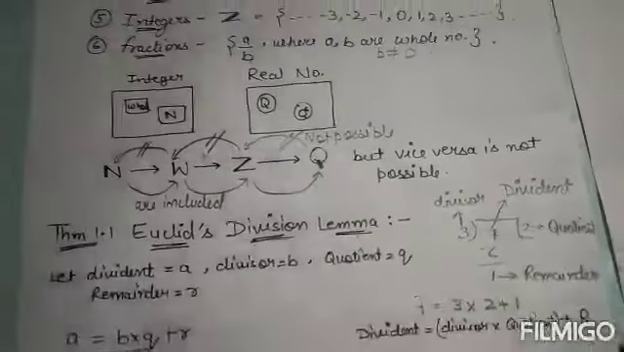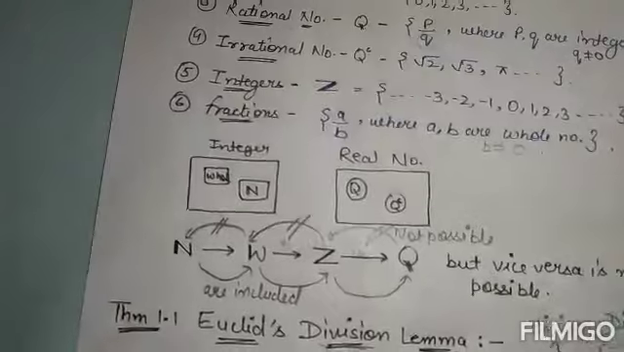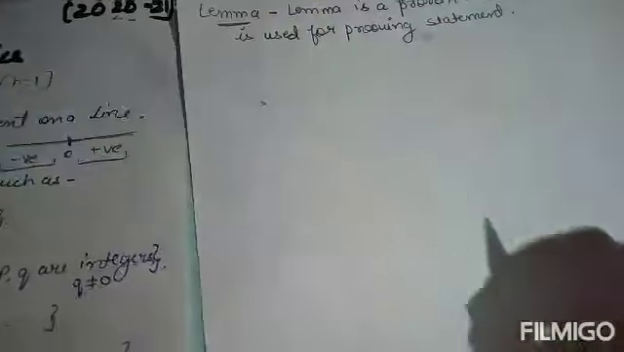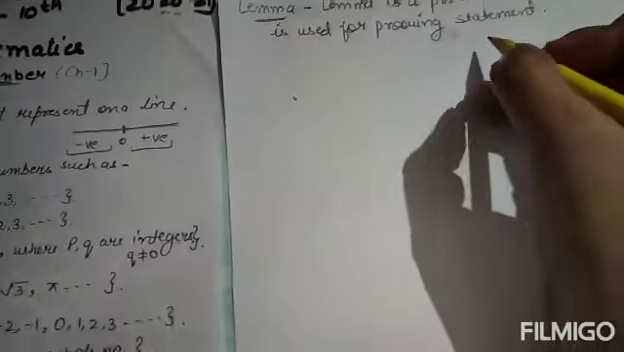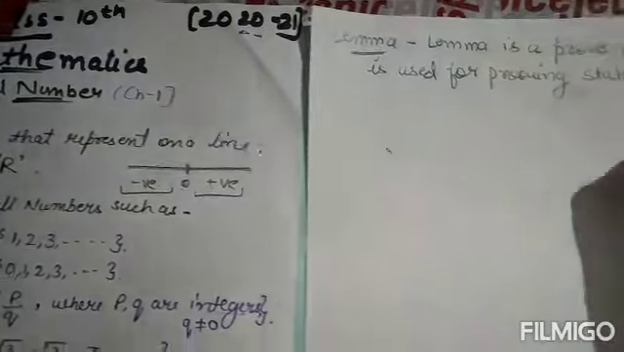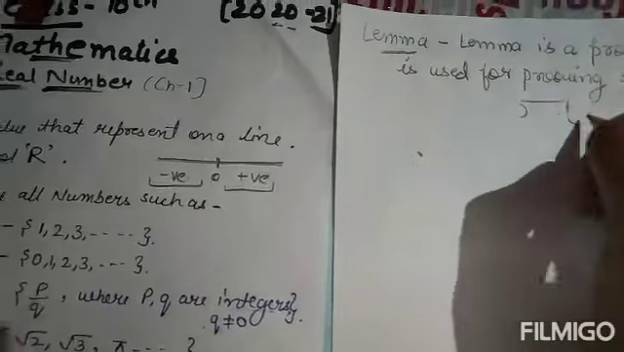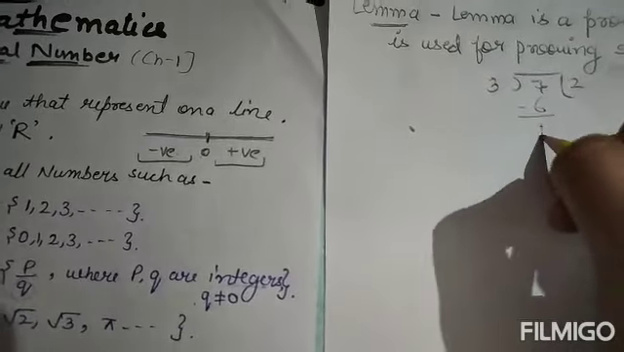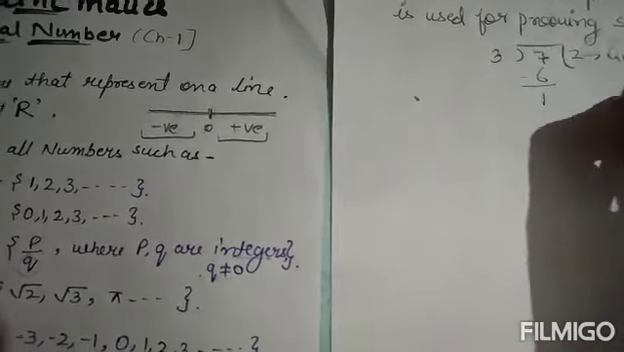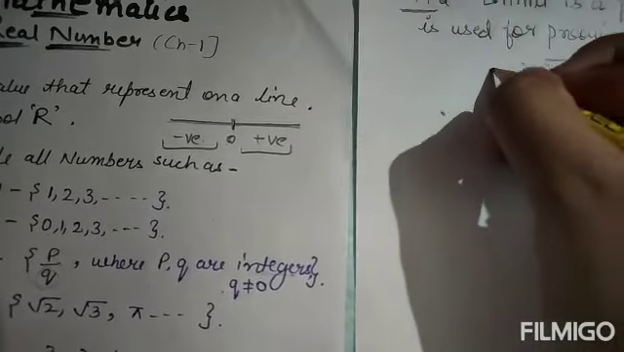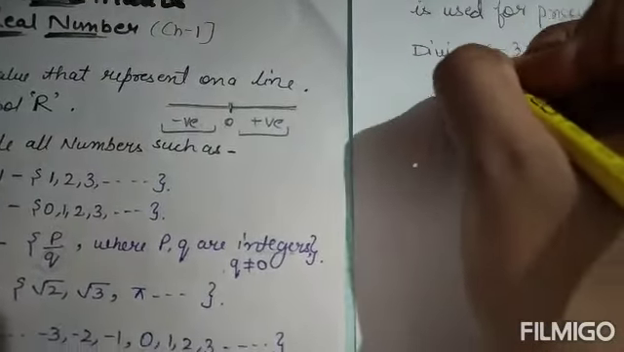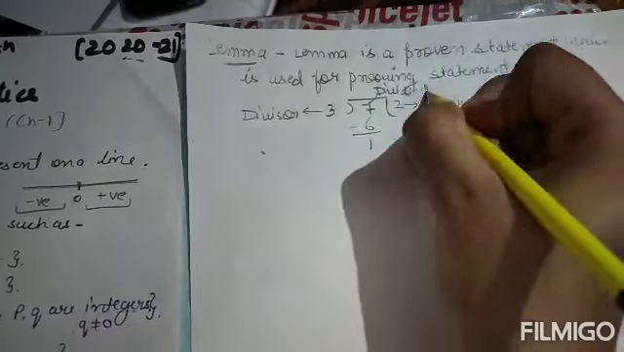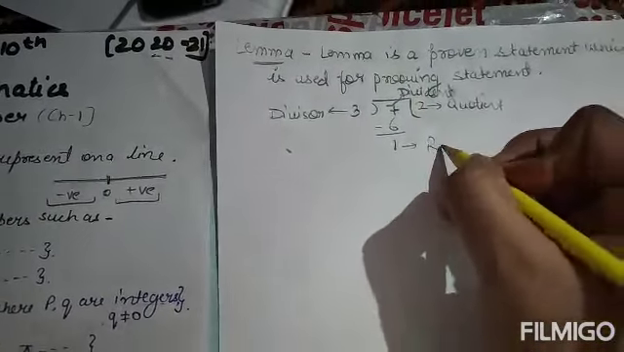Let's proceed with an example. From the division, I'm taking an example to understand this lemma. I am dividing 7 by 3, but it will be 3 2s are 6 and the remainder will be 1. This is called the quotient. This is the divisor, the dividend, and what remains is the remainder.